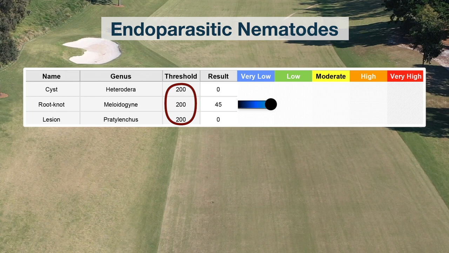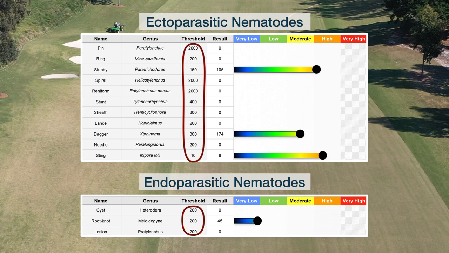So we've got the numbers, and also the numbers represented by a bar graph in the very low range to the very high range. So we've got a couple of nematode species which are creeping up here into the high area, one in the moderate and then one at very low levels.